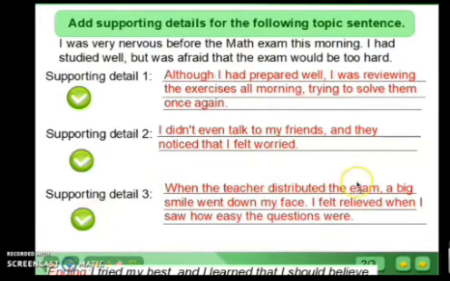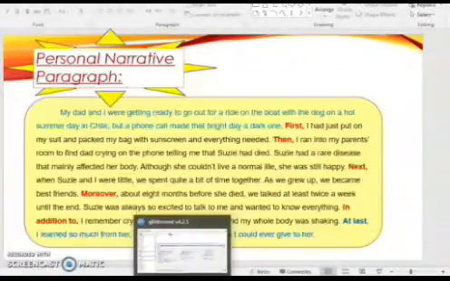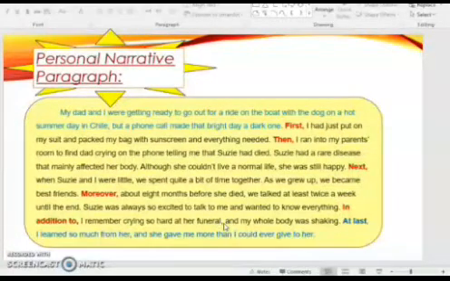When the teacher distributed the exam, a big smile went across my face. I felt relieved when I saw how easy the questions were. So here we are moving towards the solution, and at the end, I tried my best, and I learned that I should believe in myself. So this is the solution. And I mentioned what I learned, what lesson I learned from this story. Now we move to something very important. It's a personal narrative paragraph.